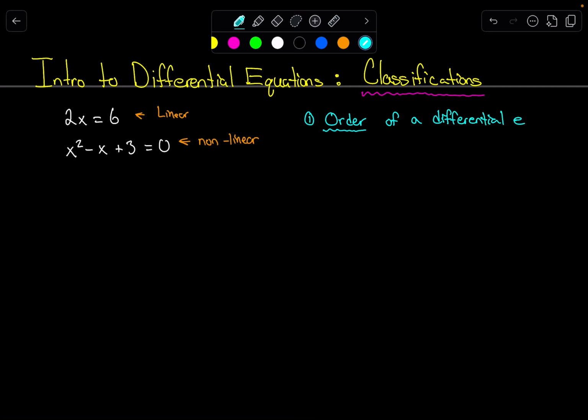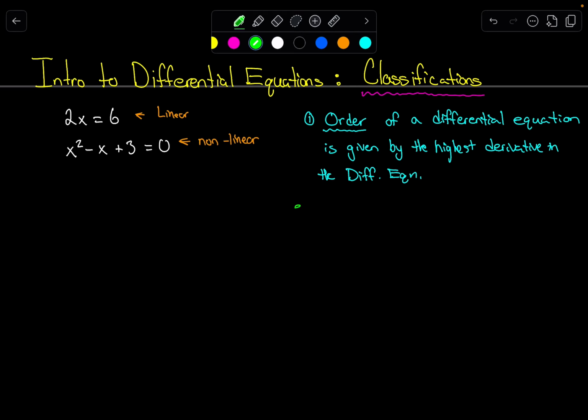So the order of a differential equation is given by the highest derivative present in the problem. So it's given by the highest derivative in the differential equation. Okay.